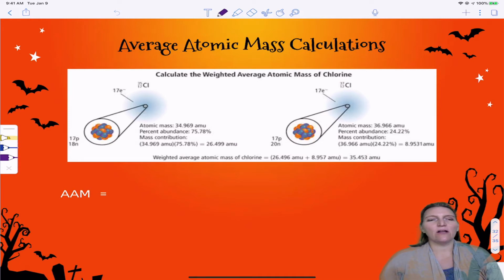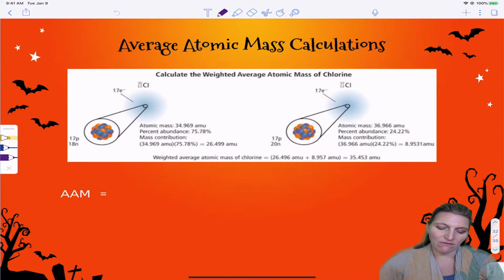Hi there. For the last video in this chapter, we're going to actually use the percent abundance and the mass of each isotope to calculate the average atomic mass. So this is the number that is on the periodic table, and it represents the weighted average of all the isotopes of that element that exist in nature.